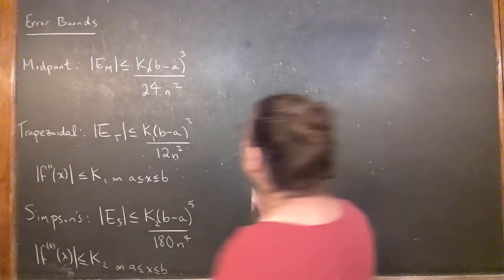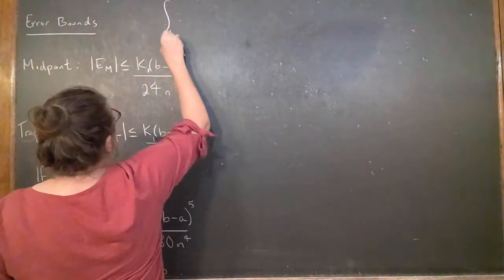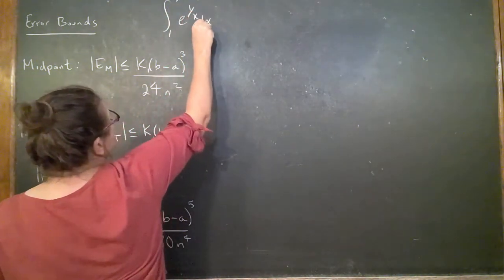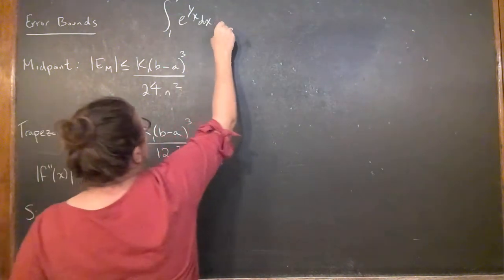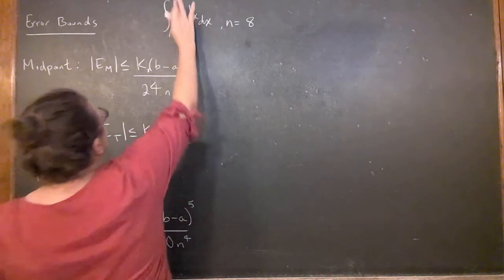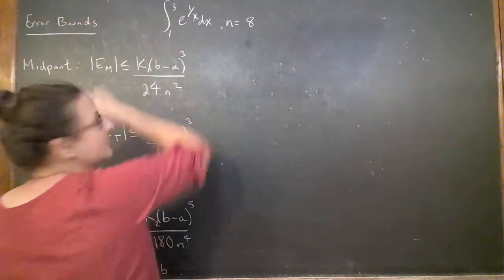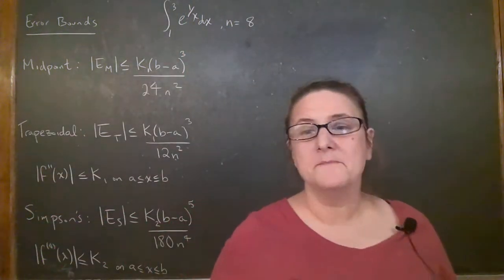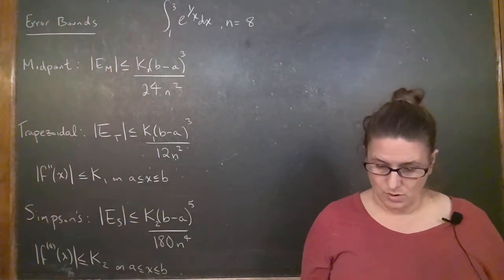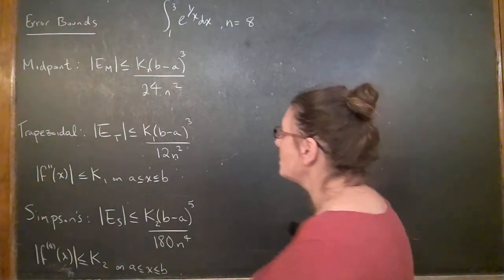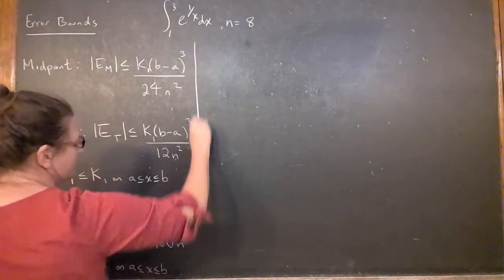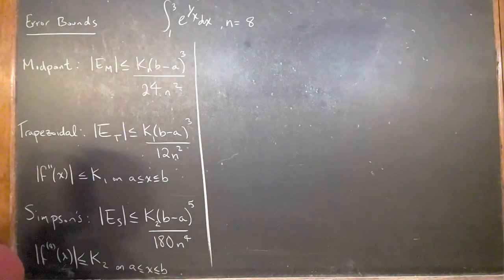The example that we had before: the integral from 1 to 3 of e to the 1 over x dx, with n equals 8. That's what we did in the previous video. Oh, I can't see the top there. There, now we can see it. But that's the one we did in the previous video. Now we're going to figure out how close our error was. Let me put a bar here so we can figure this mess out.